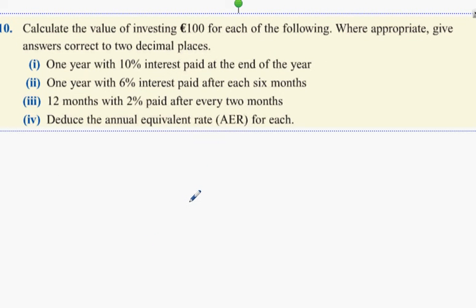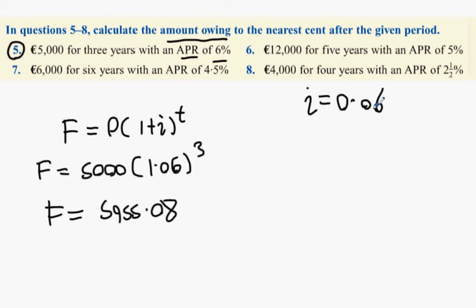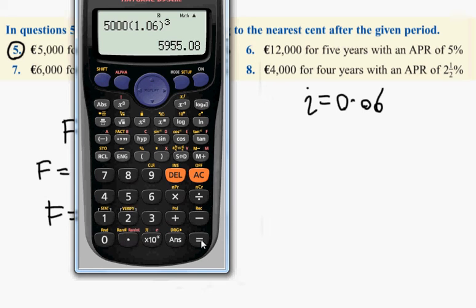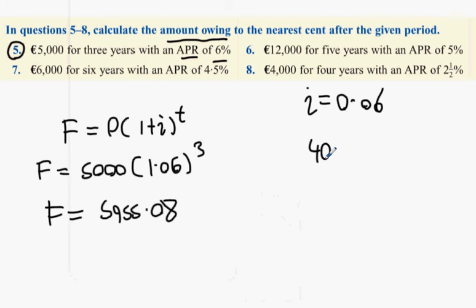question 10. Calculate the investment value of 100 for each of the following, where appropriate, give the answers to 2 decimal places. For the last question, how do you do 2.5%? 2.5 divided by 100, and it's 0.025, and then it's 1.025. You multiply it by 1.025, so it's going to be 4,000 multiplied by 1.025. That means you're increasing it by 2.5%, and you have to do it for 4 years in a row. That's it there.